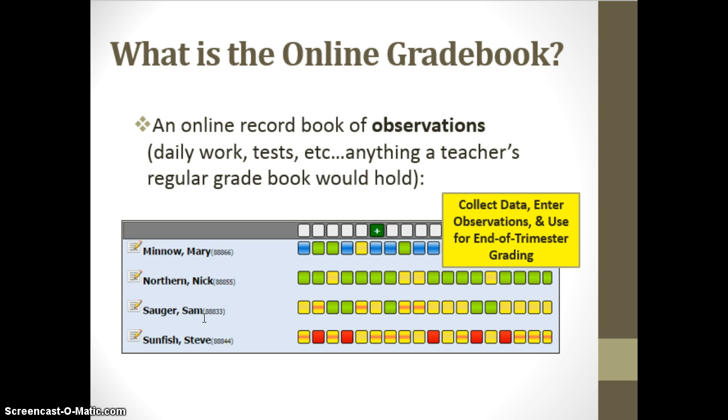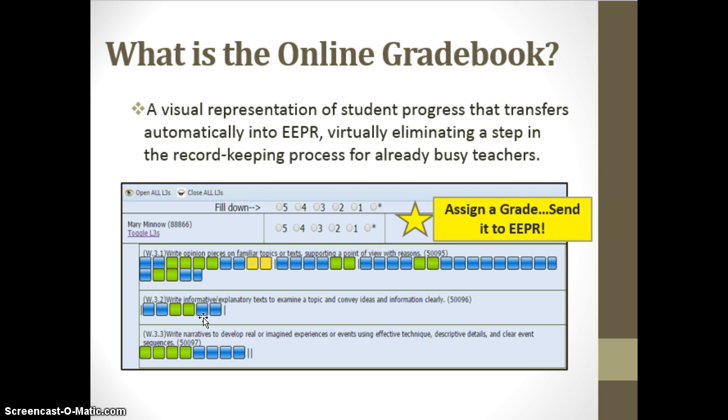The online gradebook is an online record book of observations that a teacher might have already made, such as daily work, tests, anecdotal notes, other observations, anything that they would look at to make decisions for the end of trimester grading. The online gradebook is also a visual representation of student progress that transfers automatically into EBER, virtually eliminating a step in the record-keeping process for already very busy teachers.